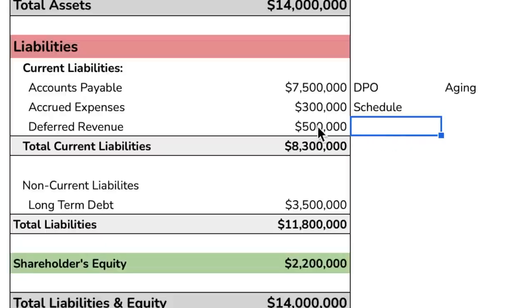And so you need to know what's included in this number here. Again, this is usually going to be a schedule that you can obtain. The company should keep a schedule of all of the prepayments that are received from customers. So this covers pretty much the section on current liabilities.